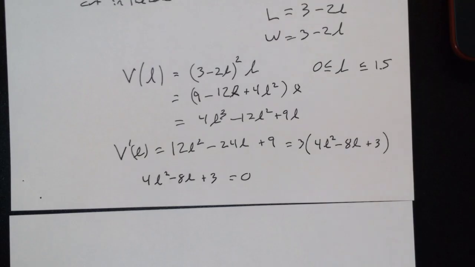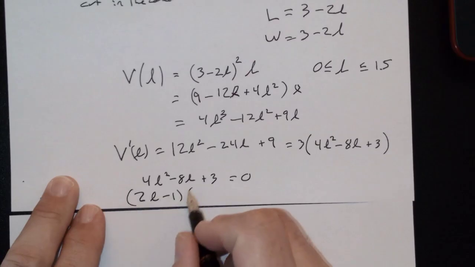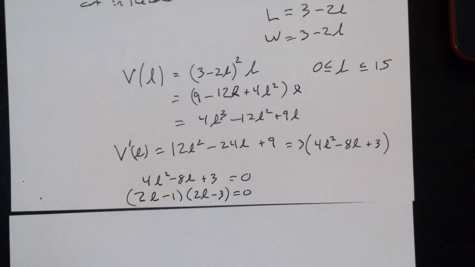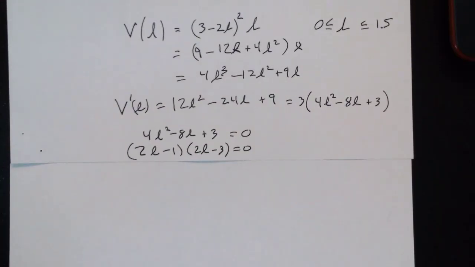I rigged this problem. This does factor. But if you're looking at me and going, how did you do that? Feel free to use the quadratic formula or look at the X factoring method or splitting the middle term, all sorts of different options on how to factor. I have two critical numbers.